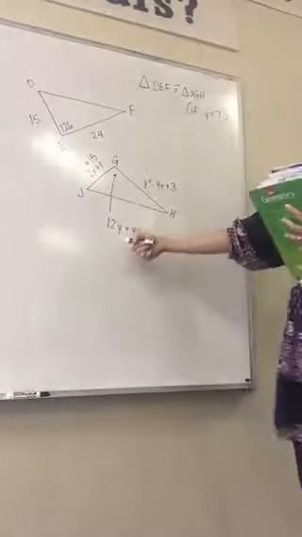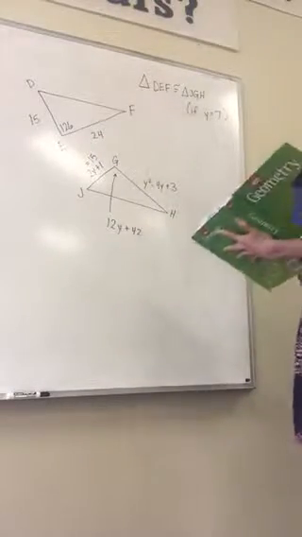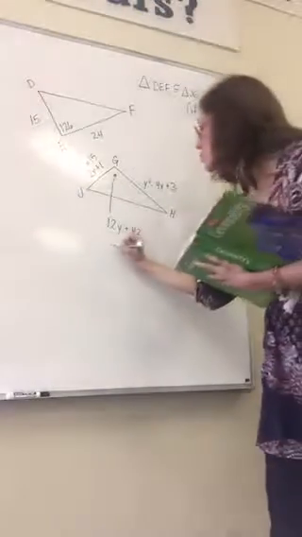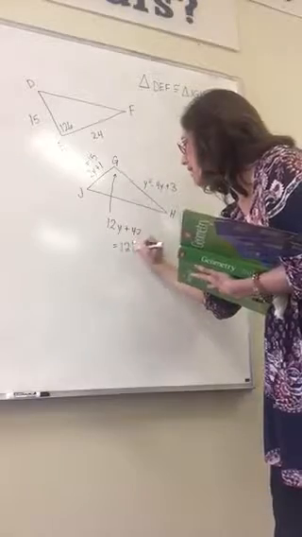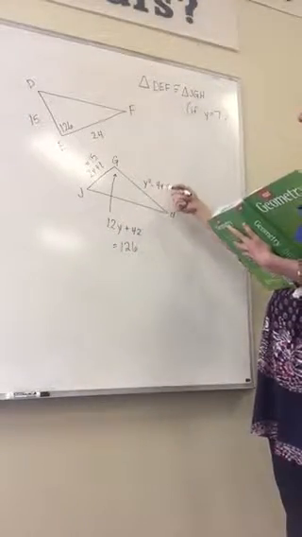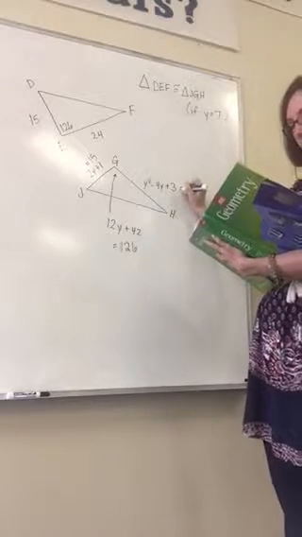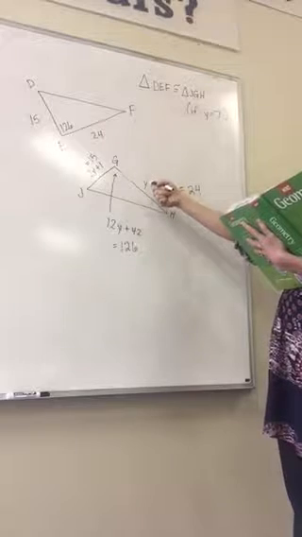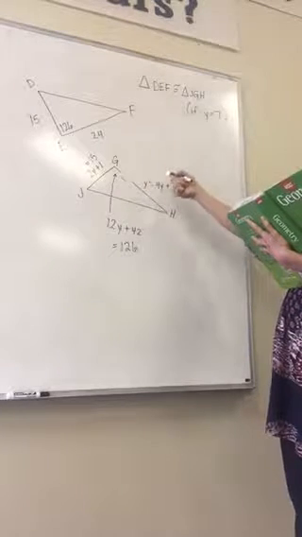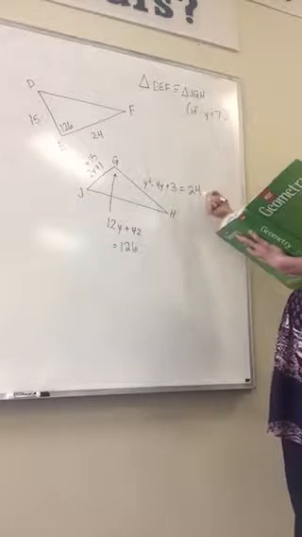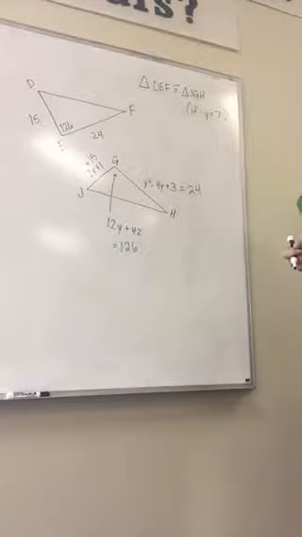Let's try this one. 12 times 7. Let's see, I'm not going to do the math on this. Give me just a second. This one is going to be 126. So that is 12 times 7 plus 42. And this one is y squared minus 4y plus 3. And that one equals 24. So all we did was we said y times y is 49 minus 4 times y is 28 plus 3 equals 24. So now let's do our comparison.